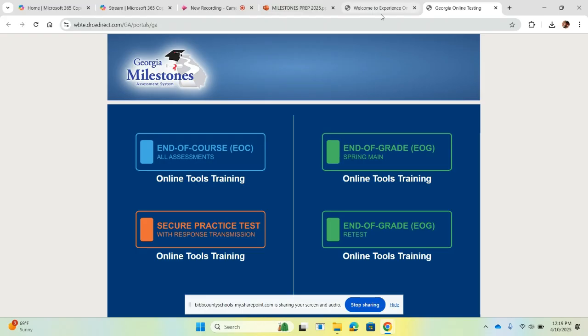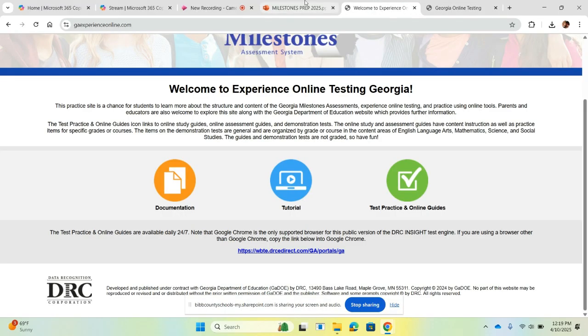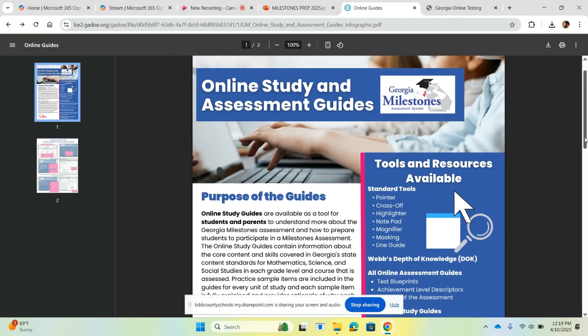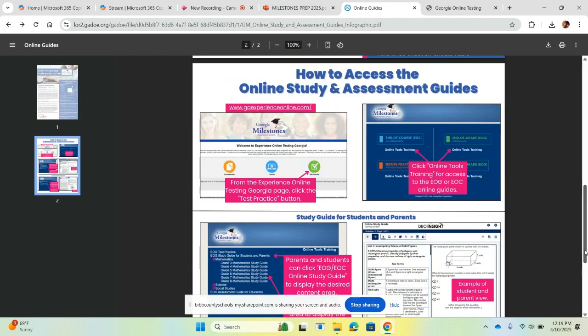Let's go back to what it tells us on the instructions. We're going to go back to our instructions real quick because it's important that you have your instructions with you. Click on Online Tools Training for access to the end of grade. This is going to be end of grade. You're not going to be EOC. EOC is when they get to middle school or high school. EOG is what you're going to be clicking on. So right here on these directions.